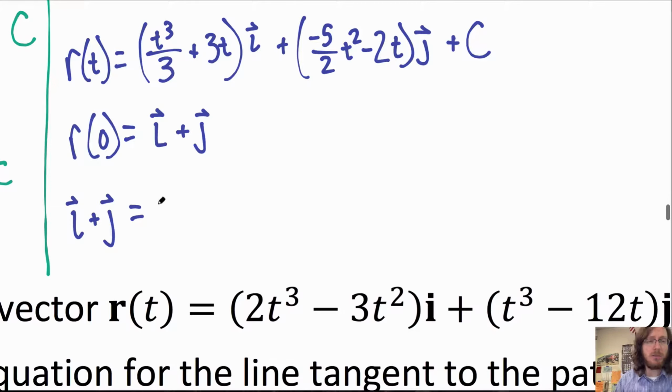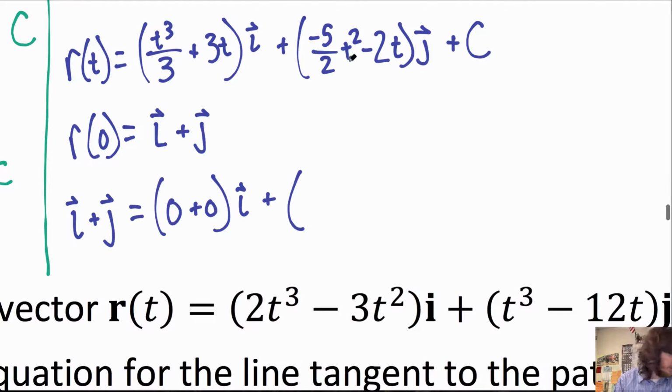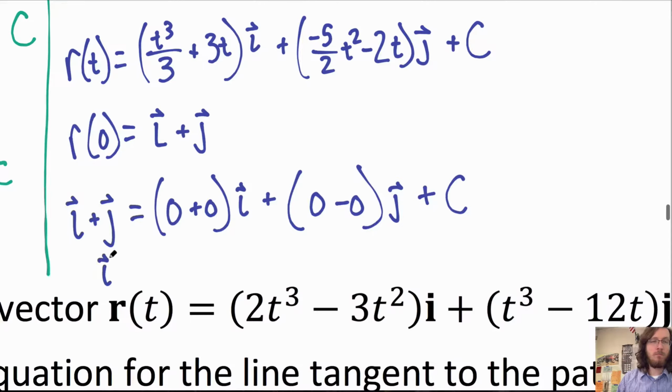Okay, so we've got 0 cubed over 3. That's 0 plus 3 times 0. We've got 0 squared times whatever is still going to be 0. Minus 2 times 0 is still 0. So we're going to get our i plus j is our c value. That's what we want to add in. Okay, and again, think about those coefficients. We've got a 1i and a 1j. So we want to add those in to our a and our b values up here for our position vector.